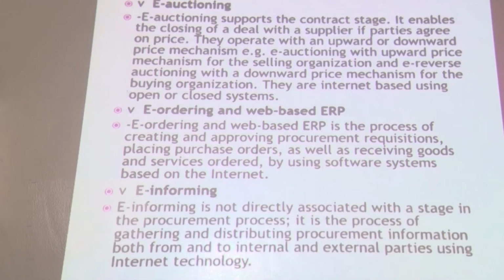And lastly, we have e-information. E-information is not directly associated with any stage in the procurement process. It cuts across all stages of the procurement process. Therefore, information is power when it comes to e-procurement. So you realize without information, you can't even start the process of e-procurement. E-information basically allows the organization to gather information both from the internal and external parties using internet technology.